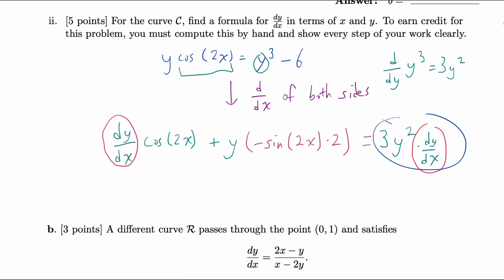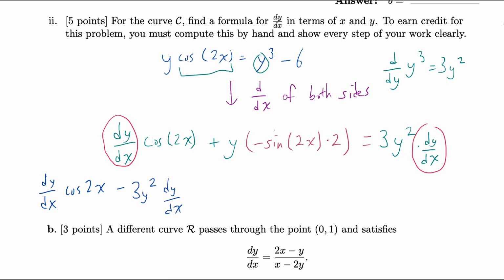I move this to the left side, so I'll copy this. So I have dy/dx times cosine of 2x, and then I have a minus 3y squared dy/dx. And then I'll move this over to the other side. Here we have a minus sign, so when I move it to the other side, I get a plus sign. So we have y times sine of 2x times 2. I'll just put times 2 up front. So this is what you get.